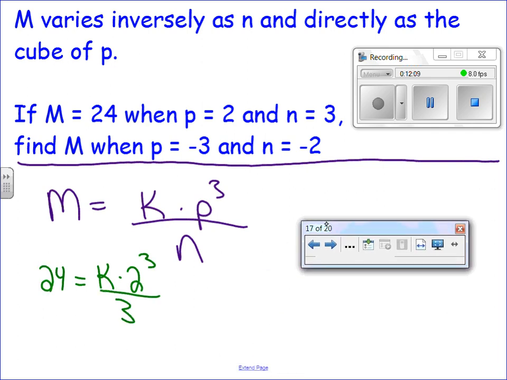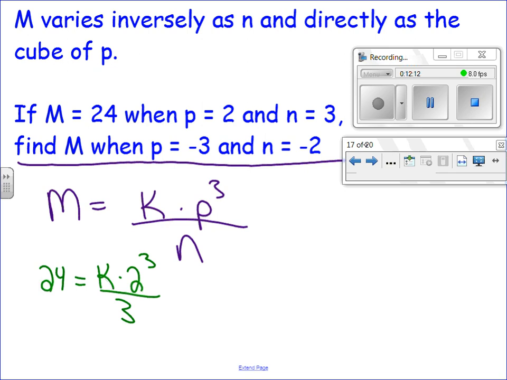Now you have a couple ways you can solve this. You can move your 3 to the other side right now, and then work on the 2 cubed and moving it over. Or you can just turn this 2 cubed over 3 into 8 thirds, and just multiply both sides by 3/8. Use the reciprocal. It's totally up to you if you do it in 1 step or 2.